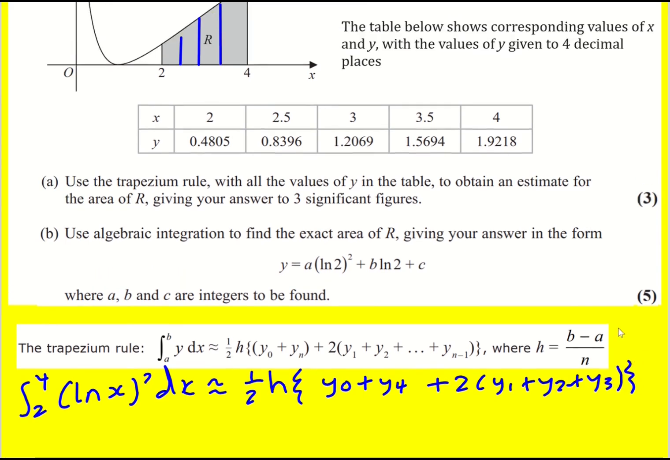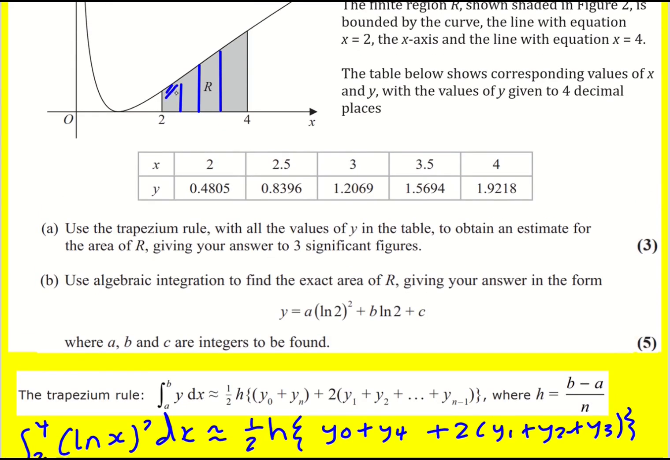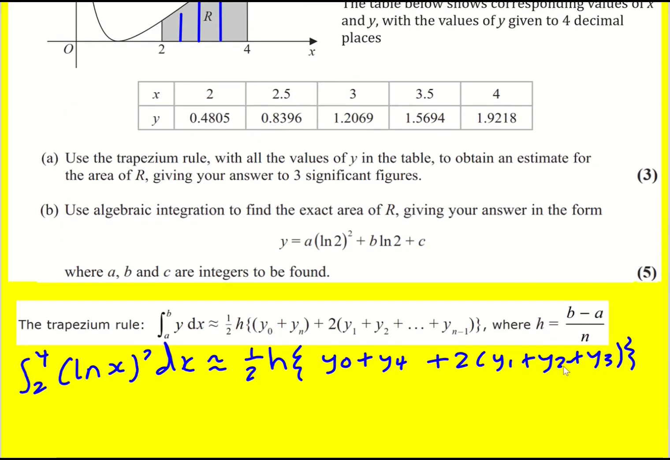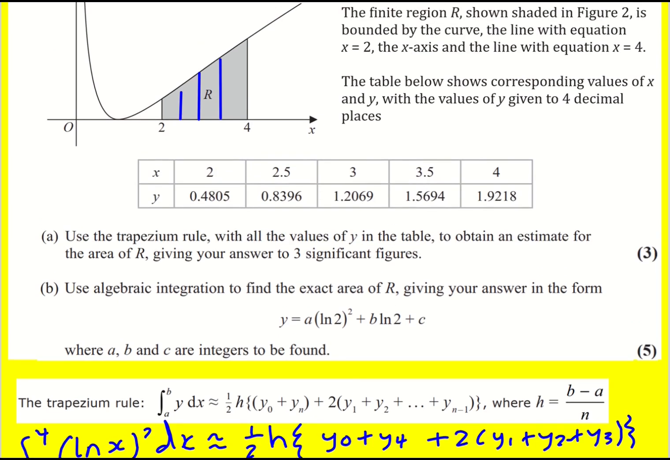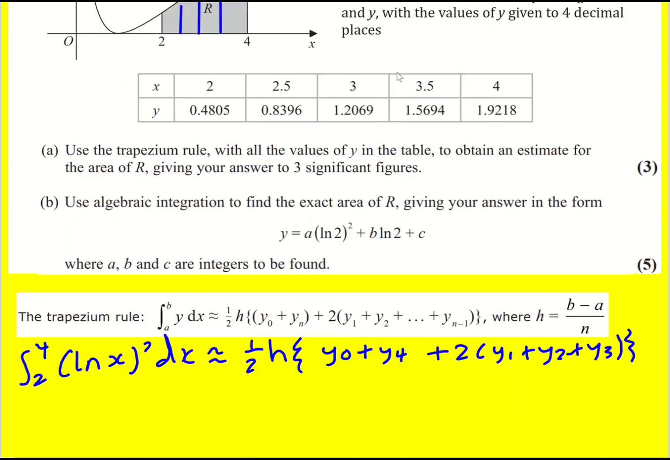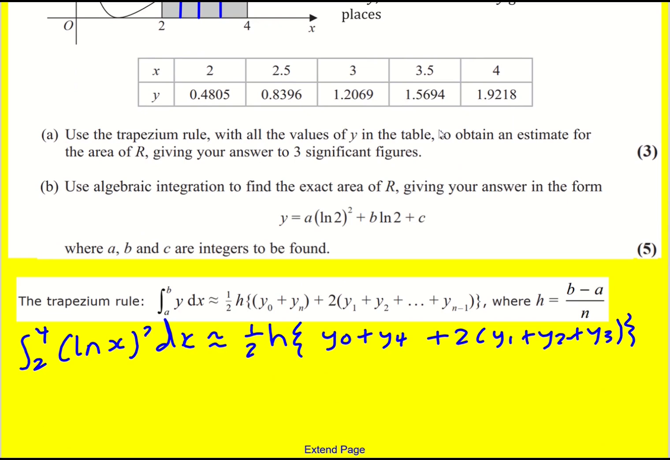Just a reminder, this comes from finding each of the trapezia separately. So this one, in which we use x0 once, and we get the y0, and then this one we use x1, but we also use x1 for the second trapezium. So that's why you end up with 2 lots of y1, y2, y3, but only 1 lot of y0 and y4 because they're on the end. I'm not going to go into any more detail on the formula. We're given it, but do make sure you understand it.